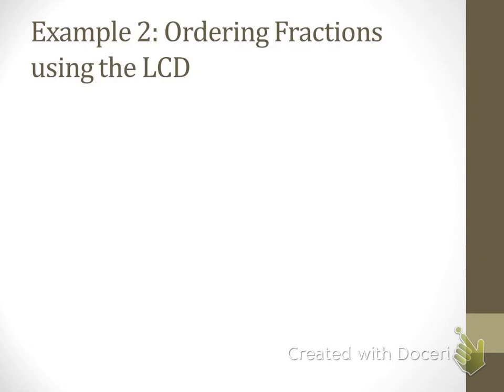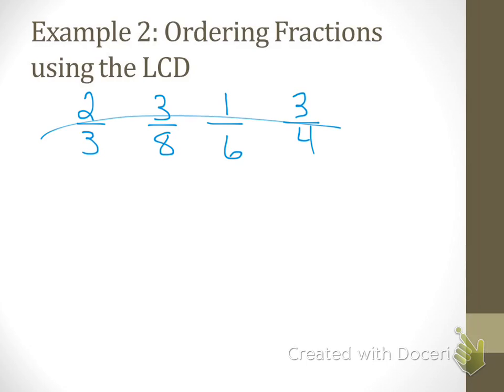All right, now in example 2, I'm basically doing what I did in example 1, except with multiple fractions. Okay, so I have 2/3, 3/8, 1/6, and 3/4. What is my problem? They're not the same size, okay? So what I need to do is start with the largest denominator and start listing my multiples until I get to a number that they all can go into.